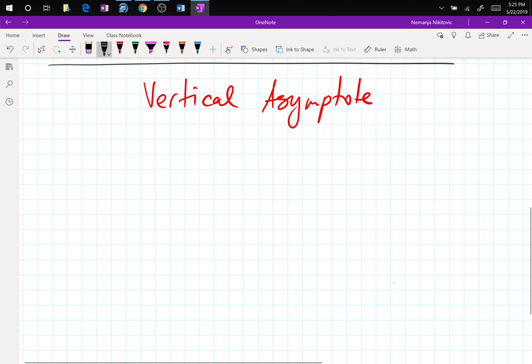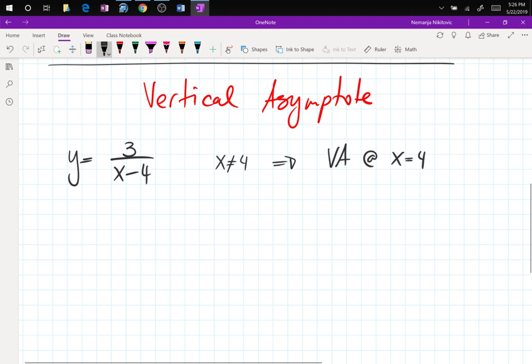So the question is, I will define it later. I'm just going to ask a question first, and then we'll define stuff. So the question is, if I have y equals 3 over x minus 4, do we have a vertical asymptote? If so, what is it? 4. Why is it 4? Because x cannot be 4. Now, how do you know that? Because of the negative denominator here. Okay, great. So you're telling me that x cannot be 4, therefore there is a vertical asymptote at x equals 4. And you are 100% correct.